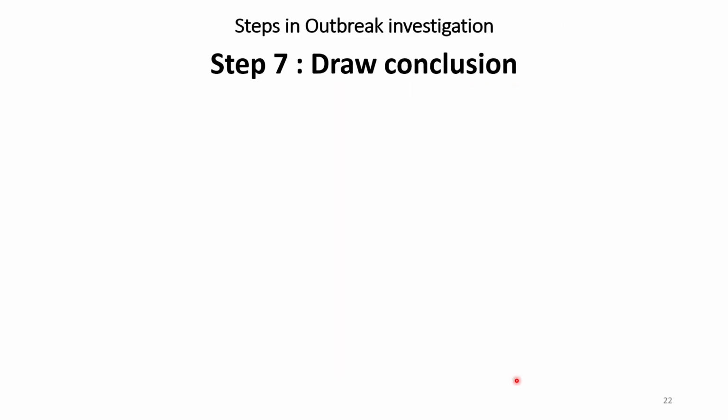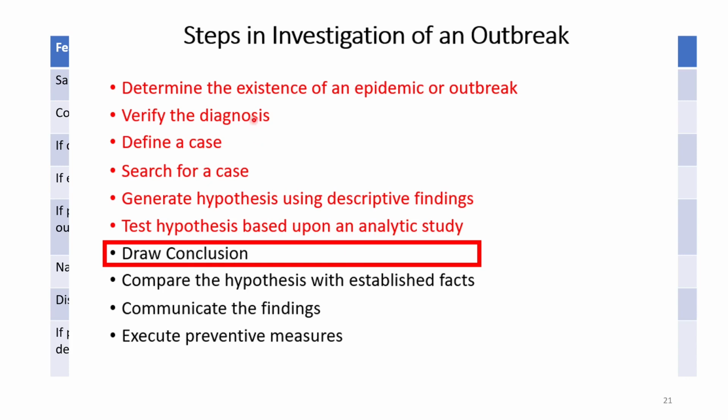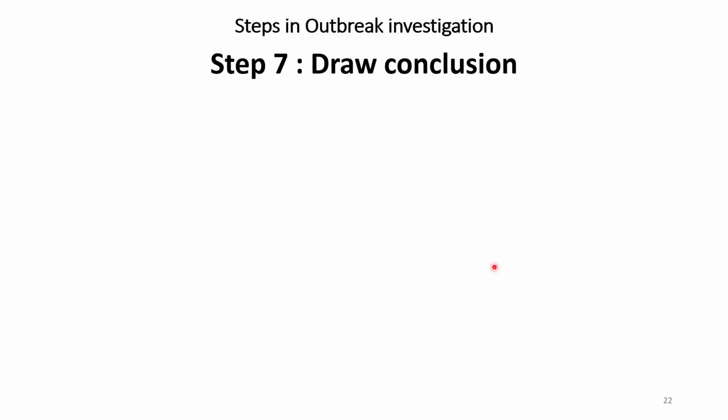Okay, so what all we have seen? We have seen the determination of existence of an outbreak, verification of a diagnosis, defining a case, searching for cases, generating hypothesis, testing the hypothesis, and our next step is to draw conclusions. Okay, so we draw conclusions based on interpreting the results of analytical studies, such as whether the suspected exposure is associated with illness, what is the strength of association, is there any statistical significance, is there any dose response relationship. Lab findings are also helpful in describing the conclusions.